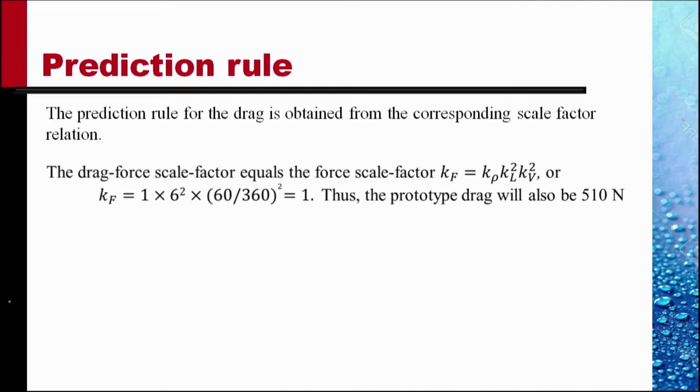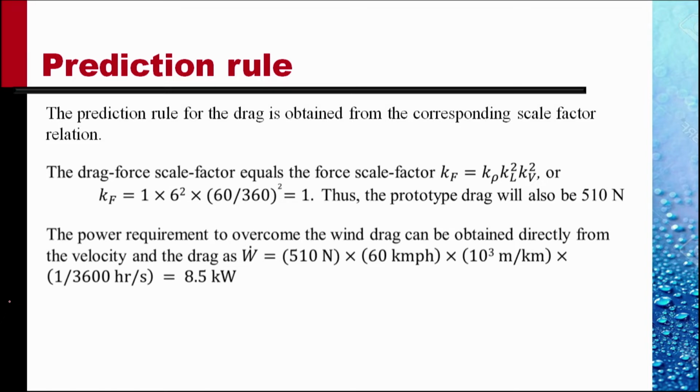Thus, the prototype drag will also be 510 Newton, the same as the drag on the model, because the scale factor for forces is 1. The power requirement to overcome the wind drag can be obtained directly from the velocity and drag, as power is the drag 510 Newton times velocity 60 kmph, and converting kmph to meters per second, we get the power requirement as 8.5 kilowatt.